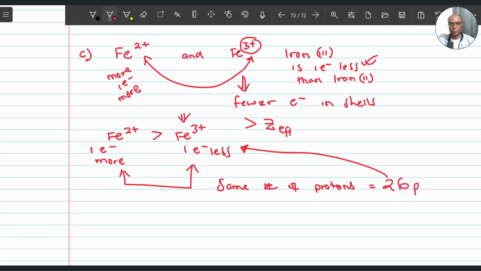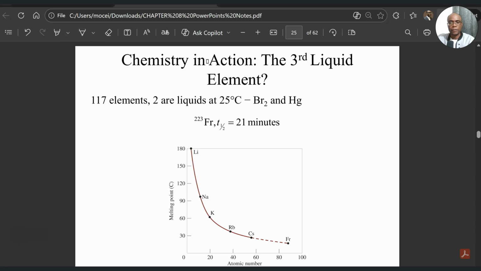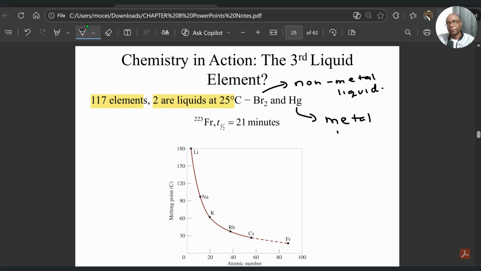Just as a note, out of the 117 elements, 2 of them are liquids at room temperature, 25 degrees. Bromine is a nonmetal that happens to be a liquid. Chlorine, fluorine, those ones are usually gases. Iodine is a solid. Mercury is a metal that is also a liquid. It's the only liquid metal.